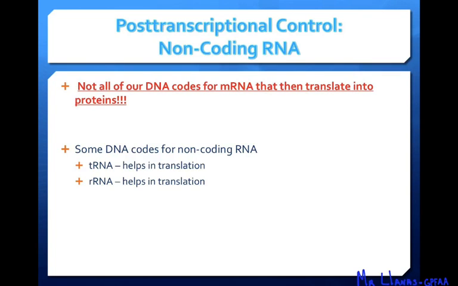Okay, remember, not all DNA codes for mRNA. Some of it gets transcribed into tRNA, which helps transport amino acids, and that happens during translation. rRNA is also made from some of that DNA, and it helps in translation because rRNA is ribosomal RNA, and we know that the ribosomes are the ones that actually make proteins.